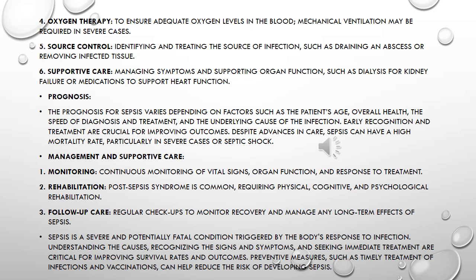Prognosis. The prognosis for sepsis varies depending on factors such as the patient's age, overall health, the speed of diagnosis and treatment, and the underlying cause of the infection. Early recognition and treatment are crucial for improving outcomes. Despite advances in care, sepsis can have a high mortality rate, particularly in severe cases or septic shock.